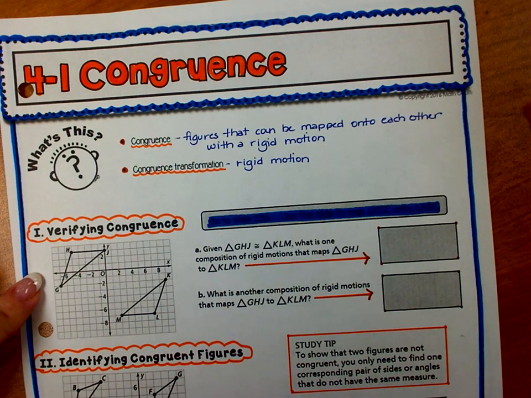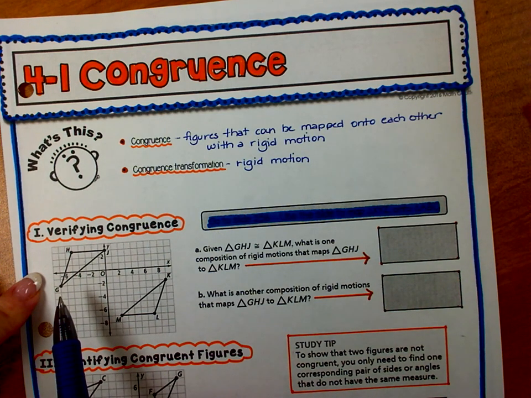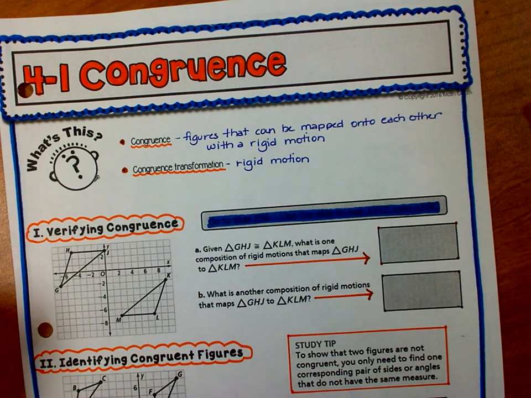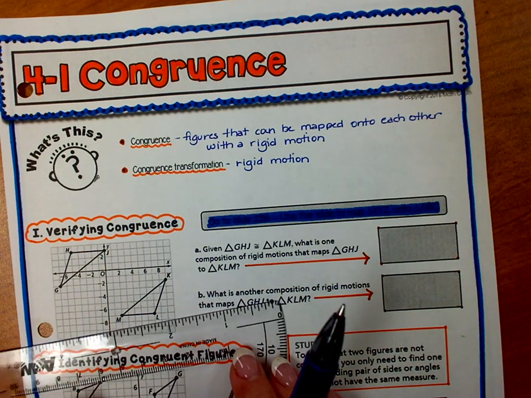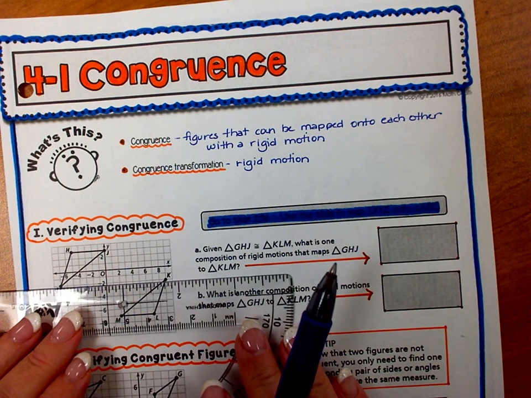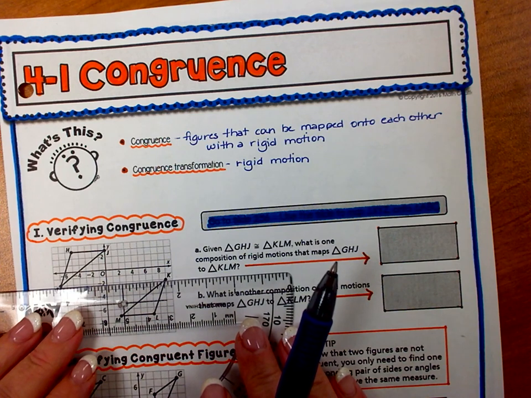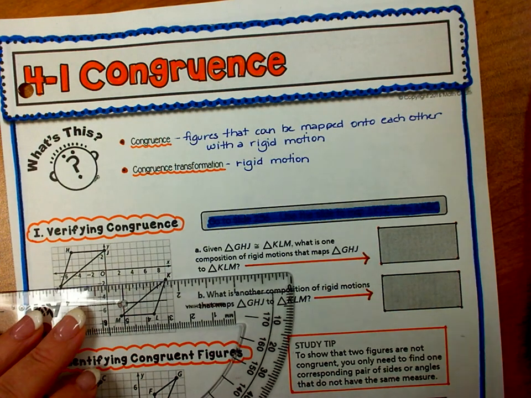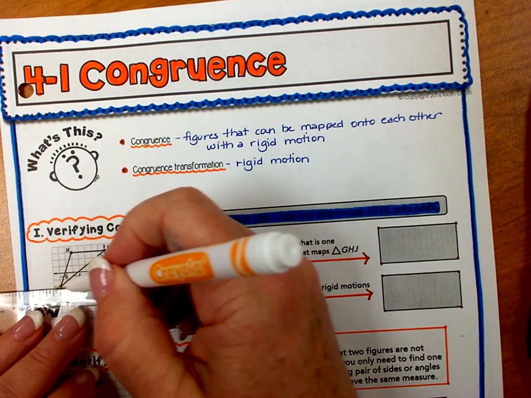Okay. If we want to verify congruence, that is, if we want to determine if triangle GHJ is congruent to triangle KLM, we can see if there is a rigid motion that will map the first onto the second. Let's draw a couple of reflection lines. The horizontal line is going to go right through points G and K. That'll place it between the two figures horizontally.